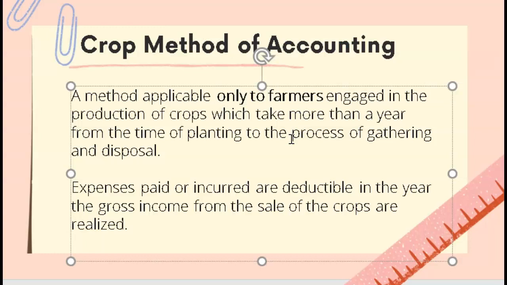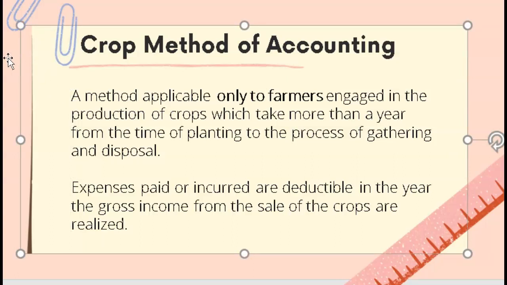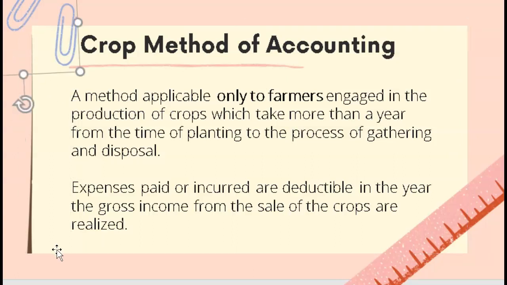than a year from the time of planting to the process of gathering and disposal. So, when expenses paid or incurred are deductible in the year, the gross income from the sale of the crops are realized. So, the crop method recognizes that the harvesting and selling of crops do not fall within the same year that they are planted or grown.